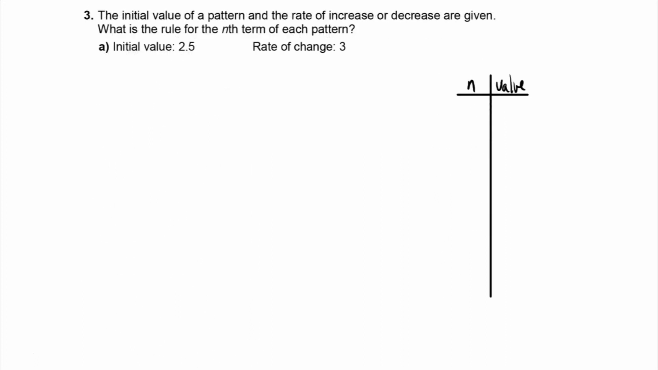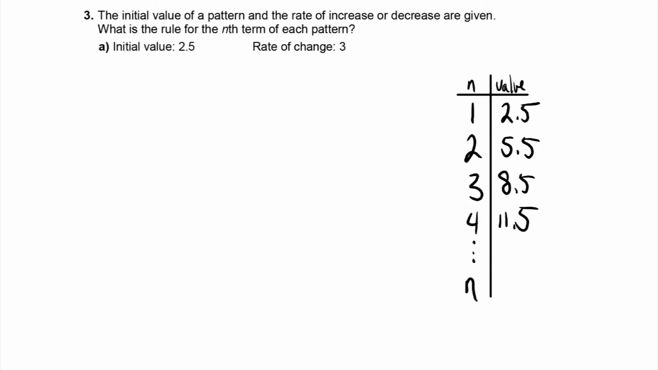The initial value of a pattern and the rate of increase or decrease are given. What is the rule for the nth term for each pattern? So the initial value is 2.5, and the rate of change is plus 3. So each time it's increasing by plus 3, and so on all the way down to n.